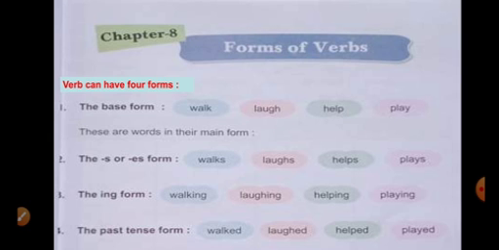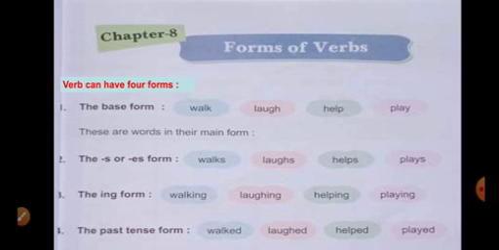The first one, the base form. Students, base form is actually the original form of the verb. It is used in present tense, like walk, laugh, help, play. These are the original forms of the verb.